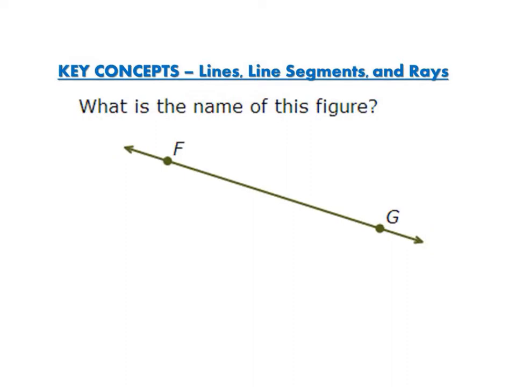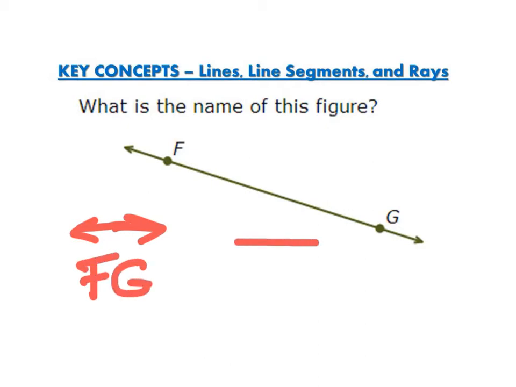This one asks what the name of the figure is. Well, it's a line. It has 2 arrows on either end, so it goes on forever. It has 2 points, F and G. And when I name it, it doesn't matter whether I name it line FG or line GF. It's only the ray that you can only give one name.